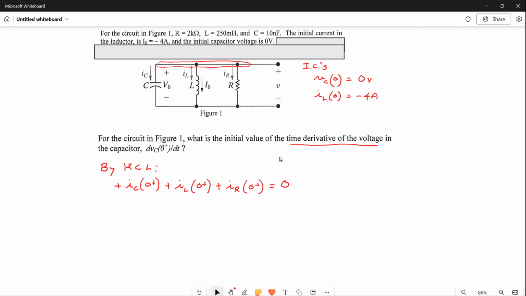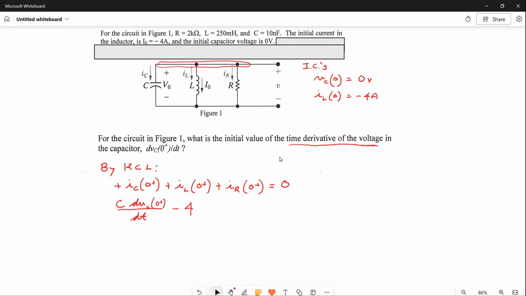Now, if you take a look, what is the current to a plate of a capacitor? Well, in this case, it's going to be C times the derivative of the voltage across the capacitor at 0 plus with respect to t. What's the current at 0 plus? Well, the current can't change instantaneously. So if the initial condition told you the current at 0 is minus 4 amps, the current at 0 plus has to be minus 4 amps.